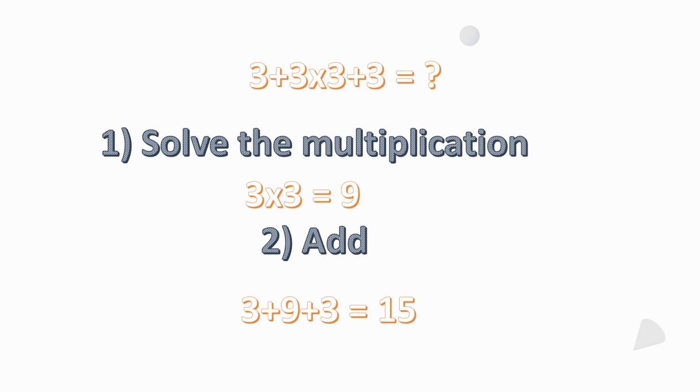So again, 3 plus 3 times 3 plus 3. Following the order of operations convention, you solve the multiplication first. 3 times 3 is 9. Then we're going to add. We don't have any subtraction, so it's 3 plus 9 plus 3 equals 15.